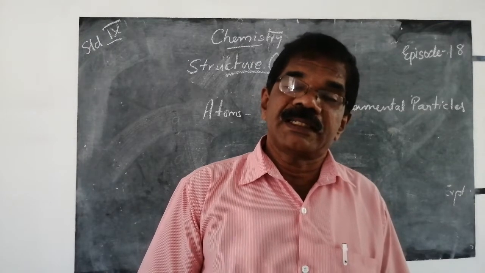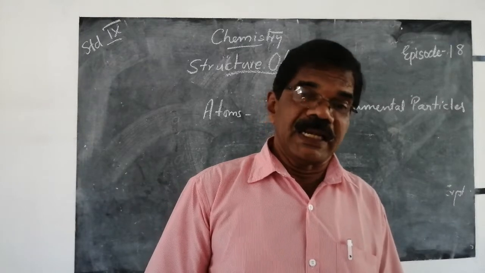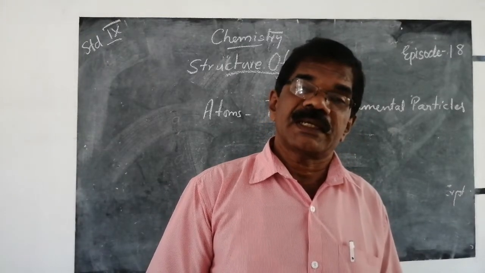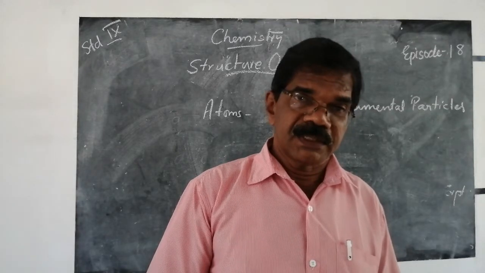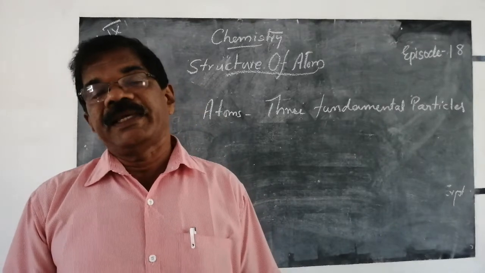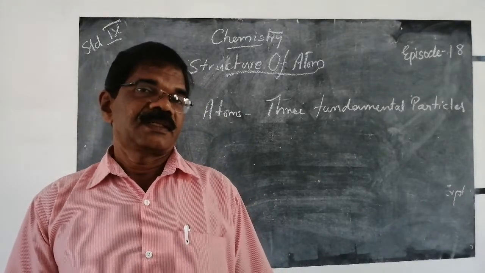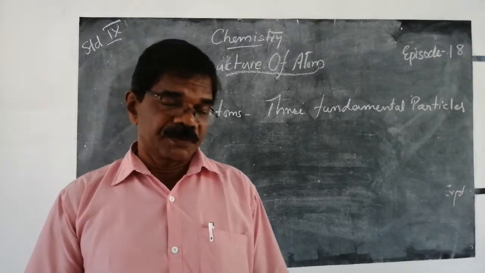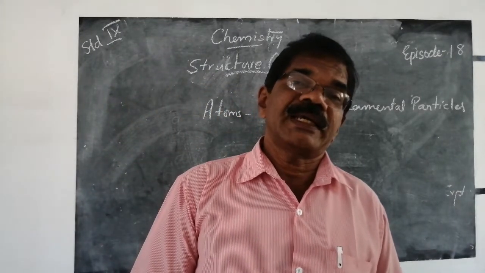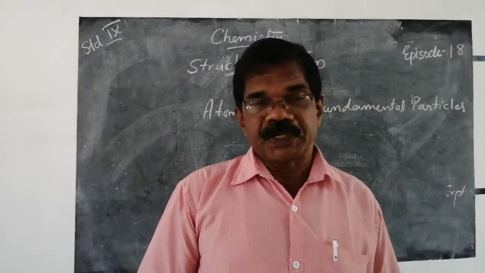He proved that the center of an atom is the nucleus. Inside the nucleus there are protons and neutrons. The electrons are revolving around the nucleus in a circular path. This is the Rutherford model. This model also cannot satisfactorily explain the properties of matter.